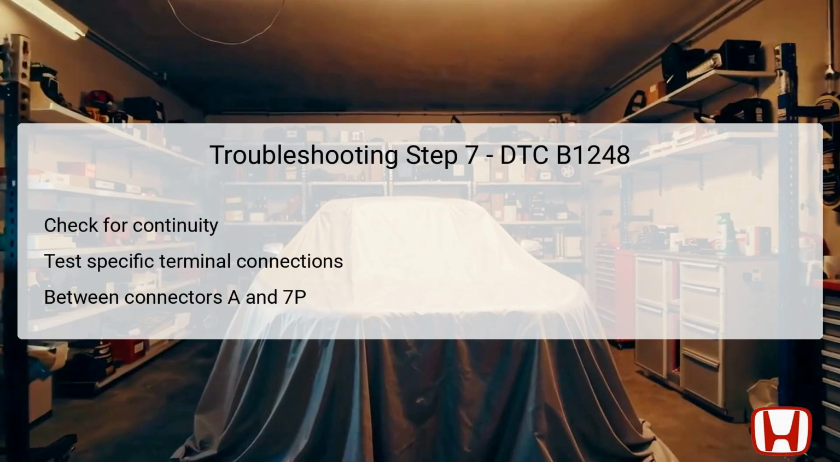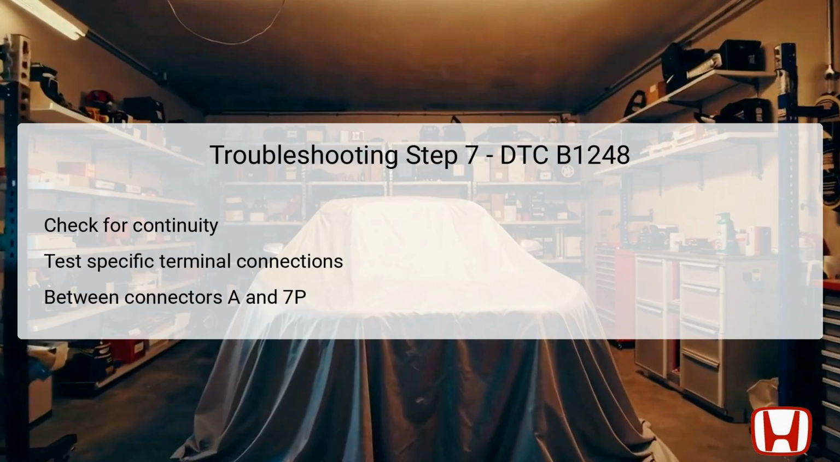At this stage, check for continuity between specific terminals of the rear AC control unit, 12P connector, and the rear mode control motor, 7P connector. Confirming continuity between these terminals is a key diagnostic step that verifies the electrical path and signal transmission are intact.